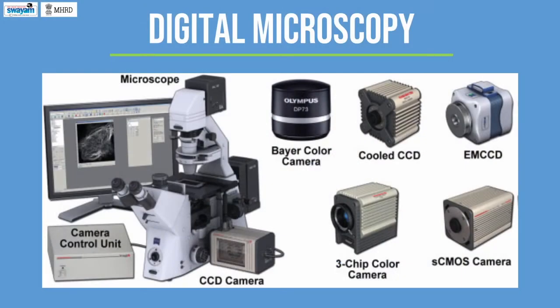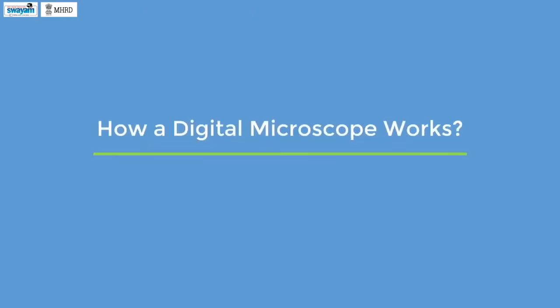Components of a digital CCD imaging system are shown in this picture. A CCD camera is mounted on a light microscope. A camera control unit is connected to the camera and communicates with a host computer. In this picture, we can also see various other types of digital detectors. How a digital microscope works.